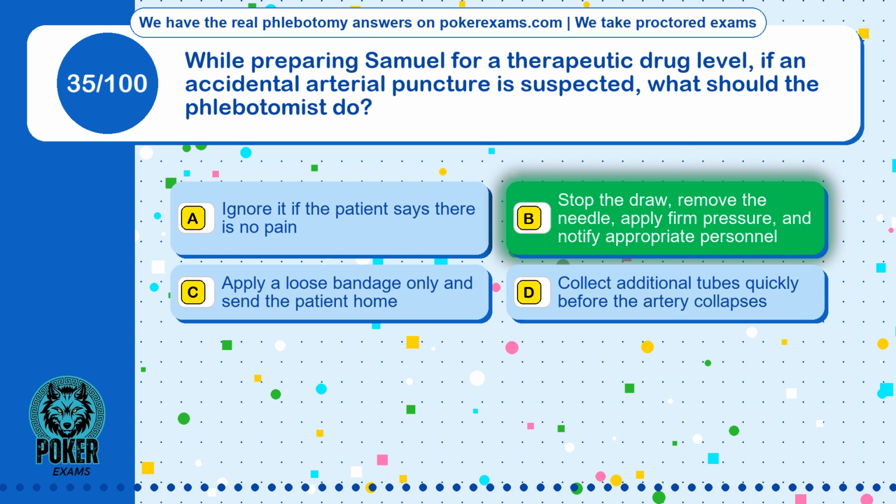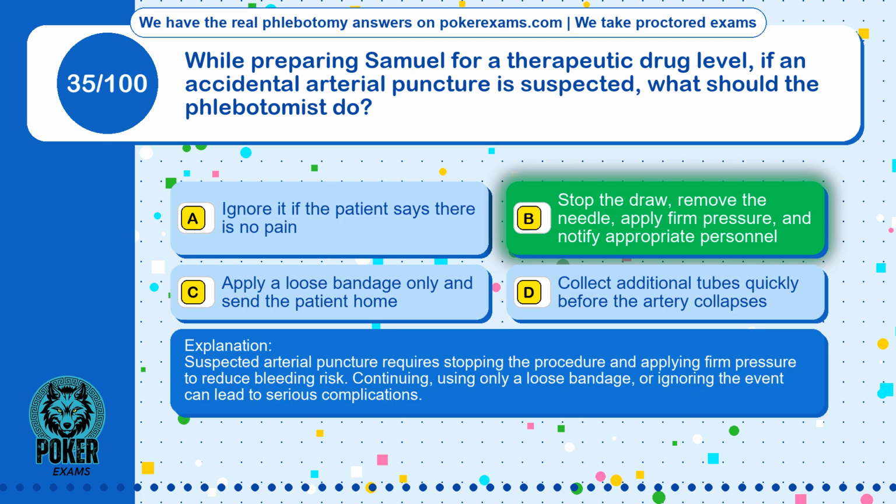The correct answer is option B. Stop the draw, remove the needle, apply firm pressure, and notify appropriate personnel. Suspected arterial puncture requires stopping the procedure and applying firm pressure to reduce bleeding risk. Continuing, using only a loose bandage, or ignoring the event can lead to serious complications.